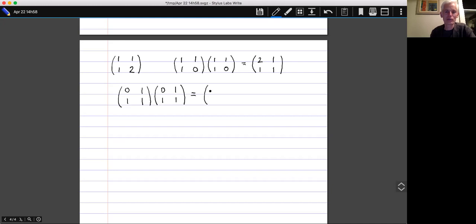So I'll just check this again. 0, 1, 0, 1, that definitely gives me a 1. That definitely gives me a 1, and that definitely gives me a 2. So that's nice. So the square root of 1 was 1. The square root of the second matrix was 0, 1, 1, 1. So it's awfully tempting to look at 0, 0, 0, 1, 1, 1, 1, 1, 1.